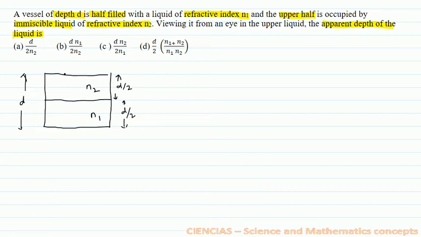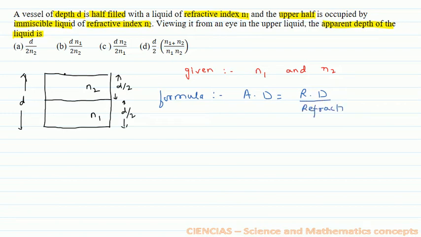Now formula for apparent depth. First of all we see what is given to us. Given are two liquids, one of refractive index N1 and another of refractive index N2. Formula for apparent depth is equal to real depth upon refractive index. But this is a composite liquid. So for composite liquid, now we see for the solution.